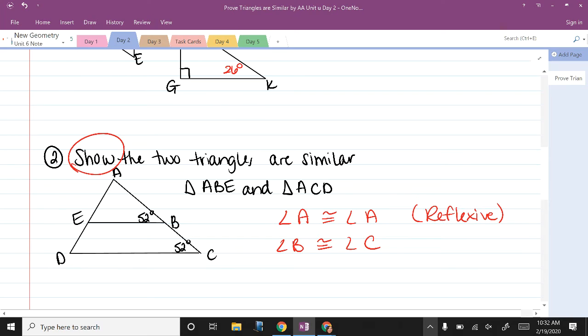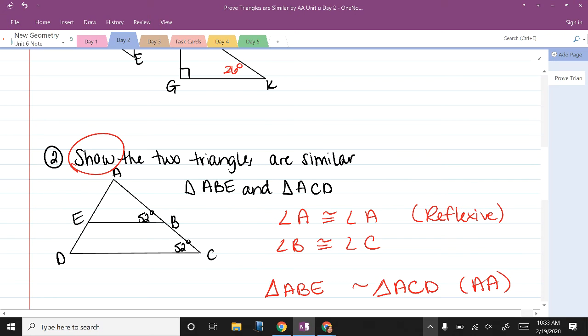So therefore, are those triangles similar? Yes. So let's just write the angles then. Angle A goes with angle A. B goes with C. So that means E goes with D because of what reason? The angle-angle similarity postulate. Okay?